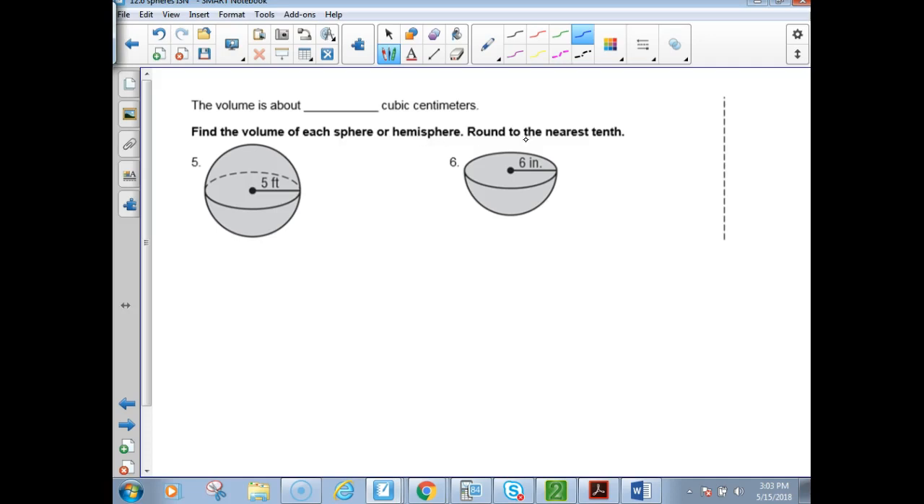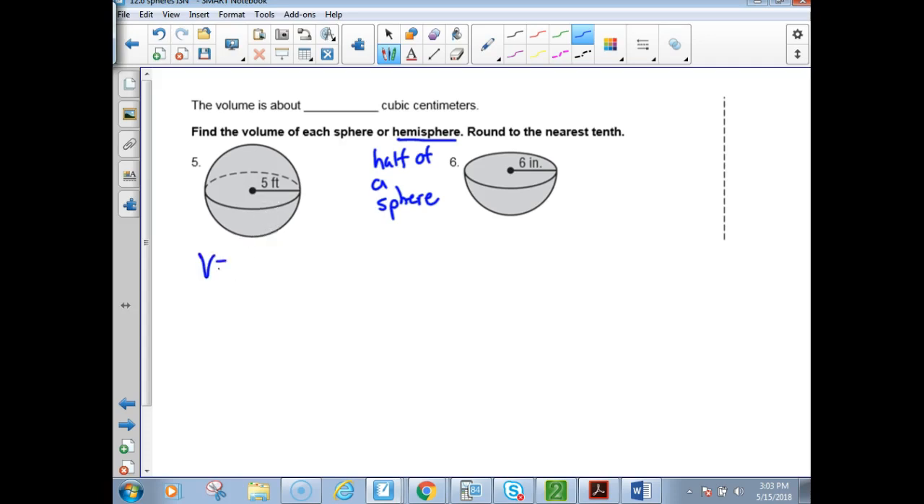Find the volume of each sphere or hemisphere. A hemisphere is half of a sphere. I think you can tell that by looking at the picture. You know there's a southern and a northern hemisphere to our world. You've heard that before, right? That's what it is. It's half the world, top and bottom.